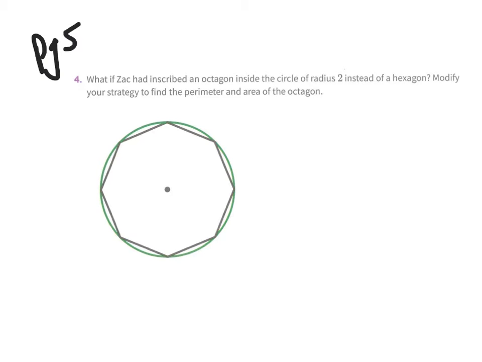So take a look with me at page 5 in your book, and let's see this situation where Zach has an octagon that he wants to make for his gazebo, and we want to see how we could find the perimeter and area of this. So we saw that if we take this regular polygon, we can break it up into some triangles using some lines here. So if we draw them all in, we get something like this.